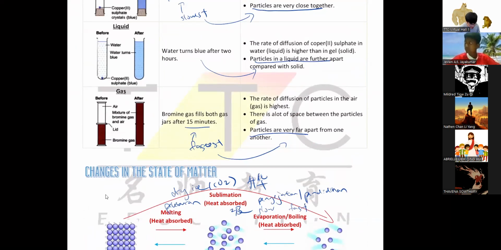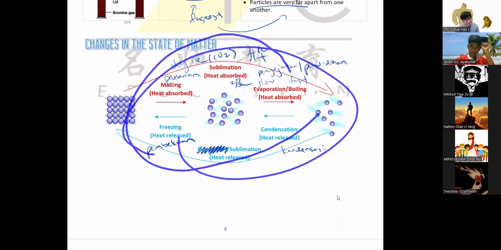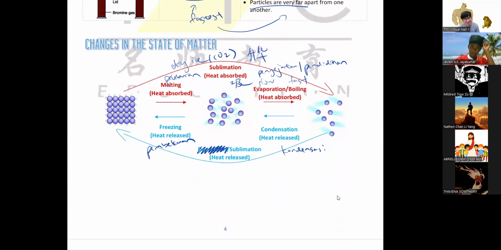Anyway, guys, I think we finished this, right? We finished this, right? So what is this? Solid, liquid, and gas. Yes, hello. We finished this, right? Guys, please don't get this wrong in exam, please, because it's really embarrassing.